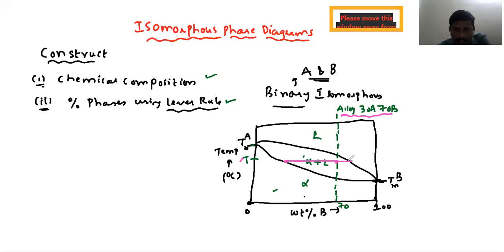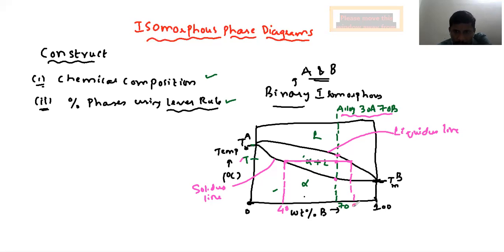Now this horizontal line intersects the two phase boundaries. This phase boundary is the solidus line, where the solidification will end, and this phase boundary is the liquidus line. The liquidus line indicates that at this point solidification will start. The solidus line indicates that at this point solidification will end. Suppose we are drawing two perpendiculars on the composition axis, and let us assume these values are 40% of B, and these values are 80% of B.